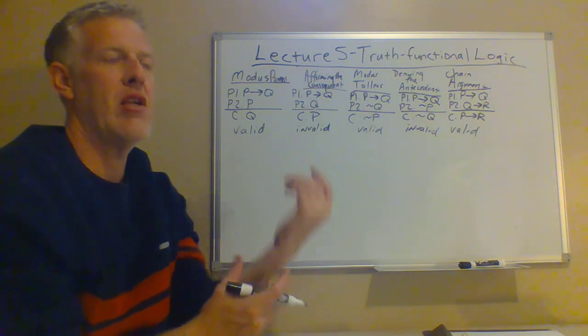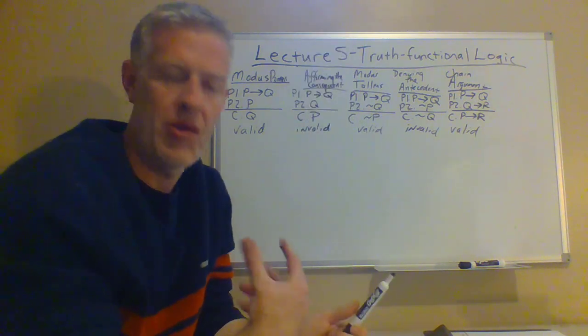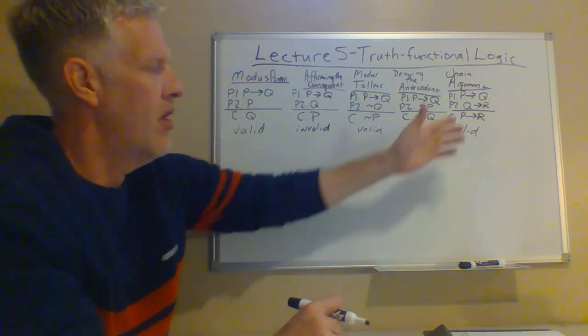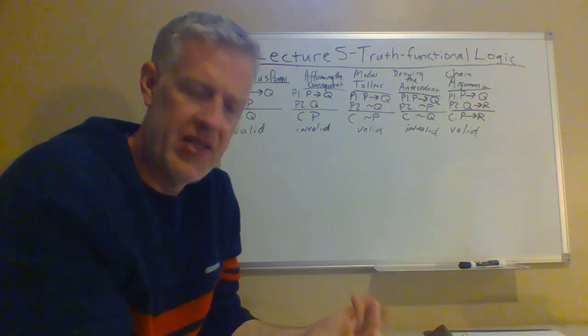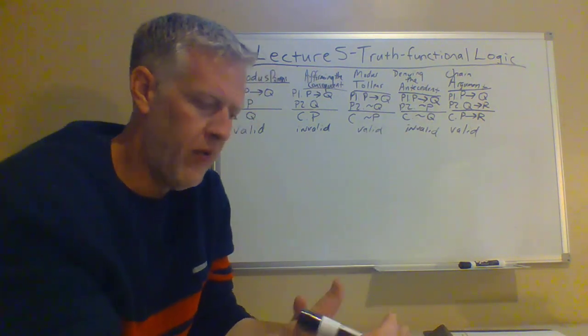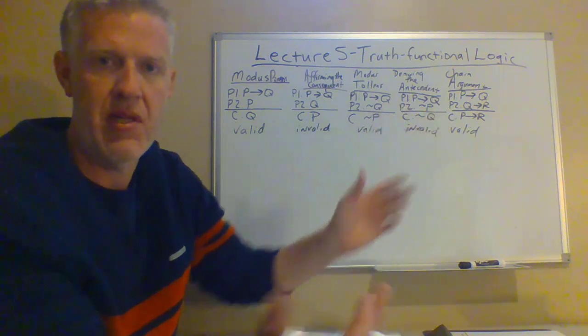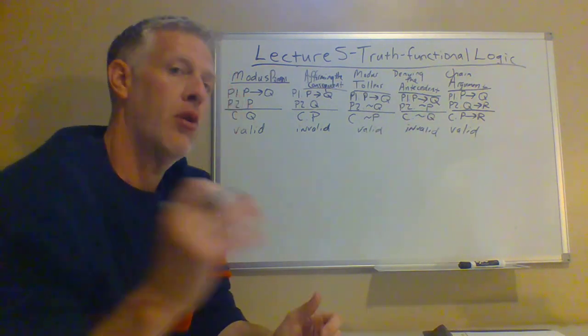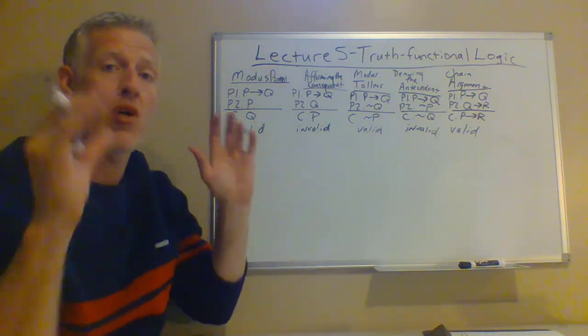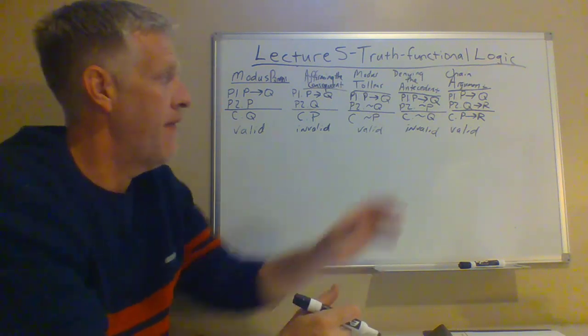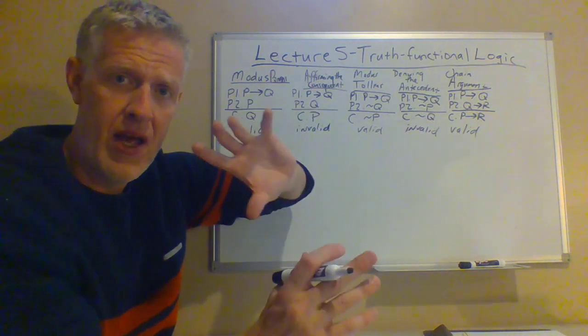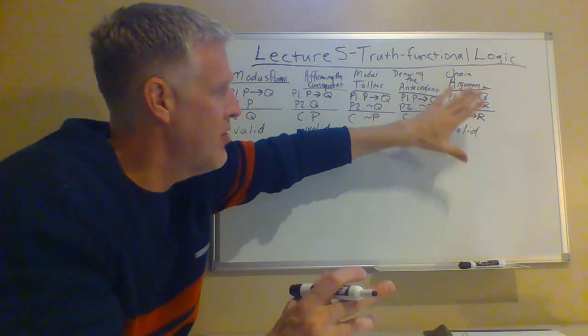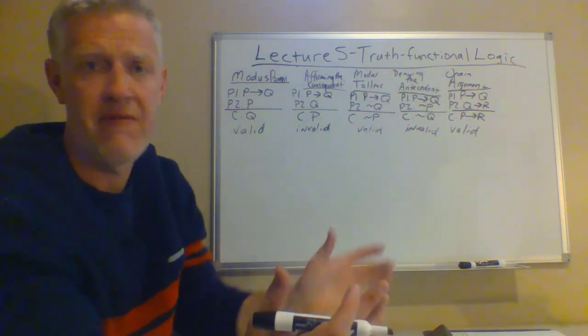I try to use examples that make sense intuitively to us, to see, oh yeah, that makes sense. If it's a dog, then it's an animal. If it's an animal, then it's alive. Well, then if it's a dog, it's got to be alive. But you can throw out much more convoluted things, and anything that matches that underlying form is still going to be valid.